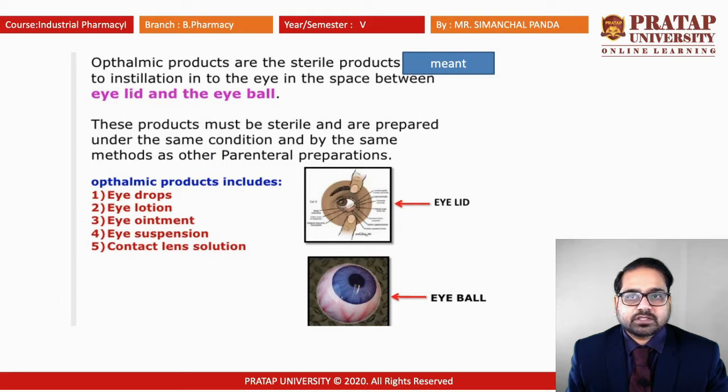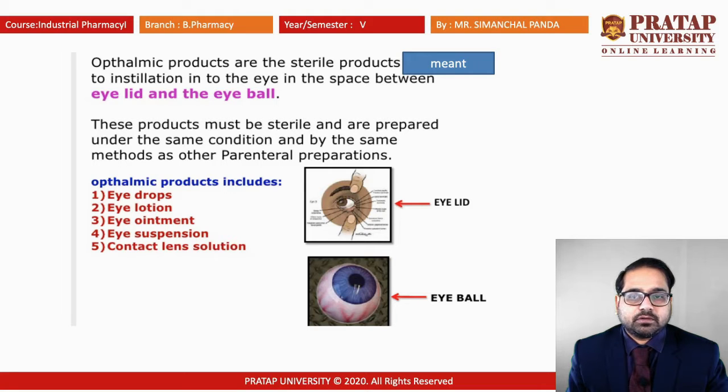So ophthalmic products are sterile products meant to be instilled into the eye, in the space between the eyelid and the eyeball. We can see here this is the eyelid and the eyeball. In between, the drug has to be incorporated. As we know, the eye is a very sensitive organ. Those should be free from any solid particulate which may lead to irritation, and they must be sterile in nature.